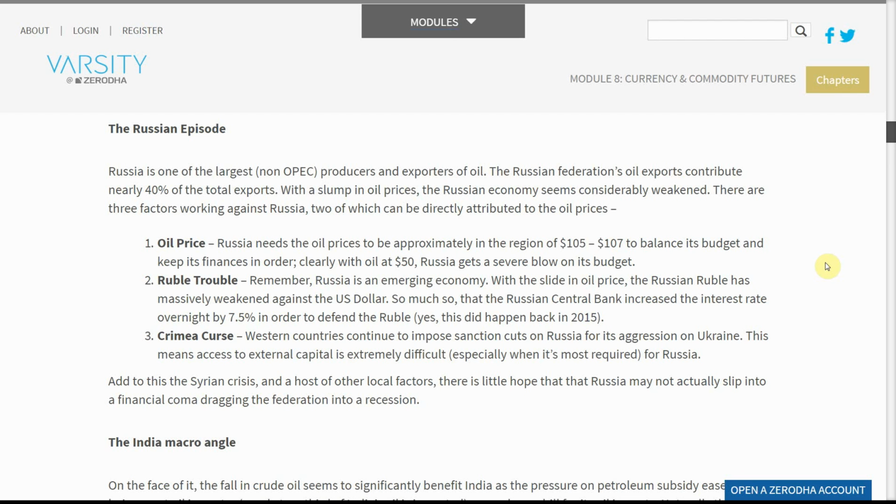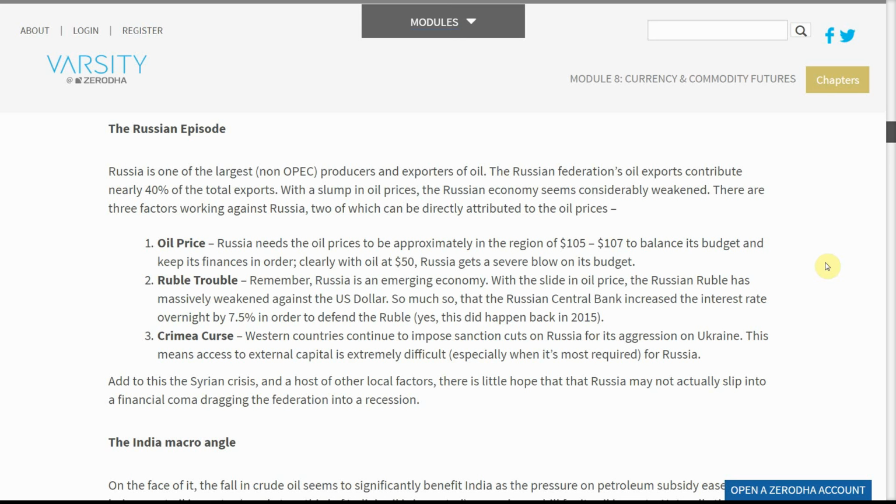Ruble trouble. Remember, Russia is an emerging economy. With the slide in oil price, the Russian ruble has massively weakened against the US dollar. So much so that the Russian central bank increased the interest rate overnight by 7.5% in order to defend the ruble. Yes, this did happen back in 2015.